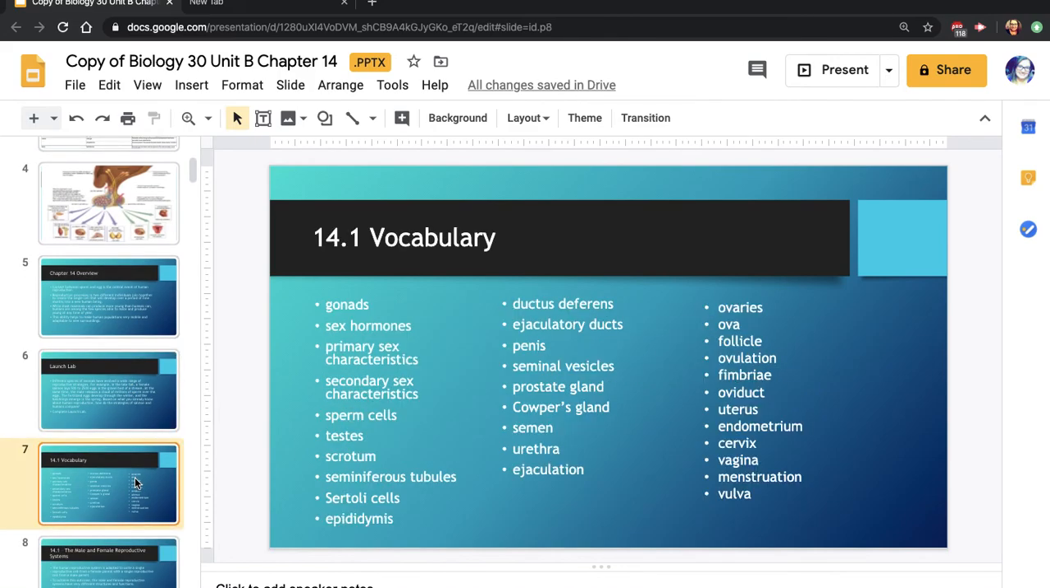The vocabulary for this section, so there's quite a bit of vocabulary in this chapter 14.1. We're going to be going through basically all of the anatomy. So there's a lot of words to remember, but it would be a good idea to study or look over the diagrams, which we'll go through, and I can post them on the Google Classroom.